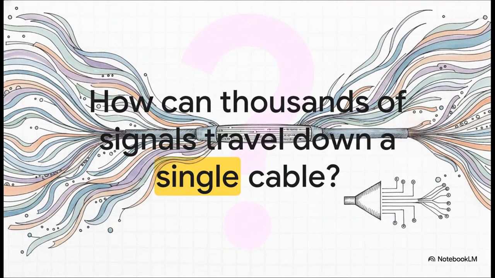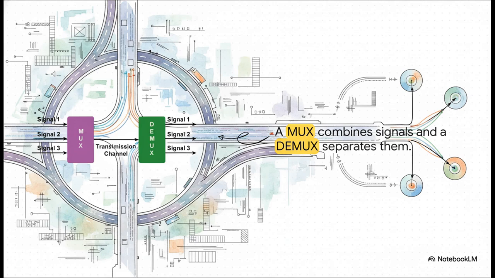I mean, it sounds kind of impossible, doesn't it? How can thousands or even millions of completely different phone calls, videos, and messages all travel down one single cable at the exact same time without just turning into total gibberish? This is one of the biggest challenges, really, in all of modern communication. Well, the solution is actually pretty clever, and it all boils down to two key components.